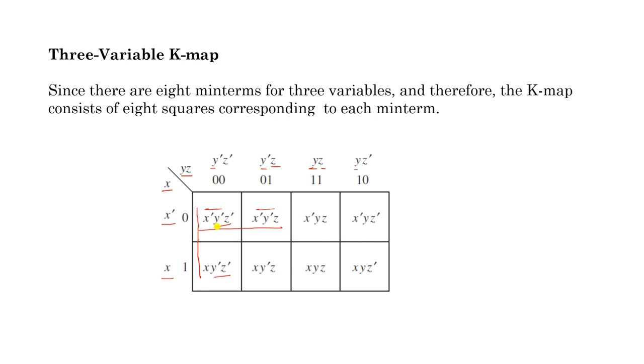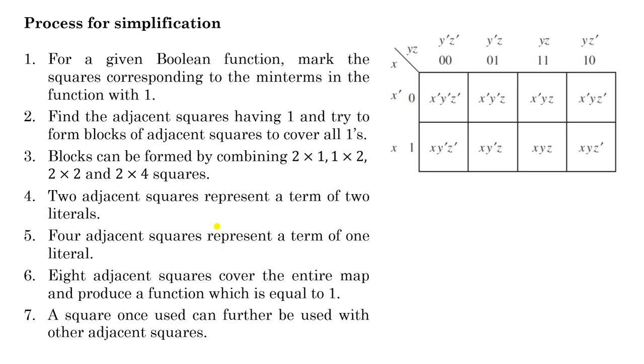Now we see the procedure of simplifying a function using K-map of three variables. For a given Boolean function, mark the squares corresponding to the minterms in the function with 1. Suppose a minterm x dash y dash z dash is there in the function, then in place of this write 1. If it is not given, leave it blank. So do for all these minterms given in the function. Now after marking 1, find the adjacent squares having 1 and try to form blocks of adjacent squares to cover all 1. Now what would be the size of these blocks?